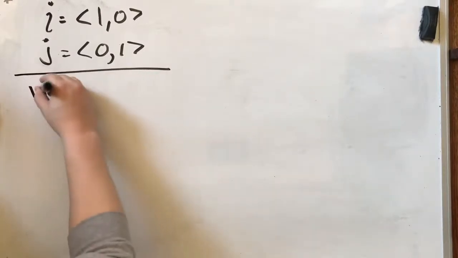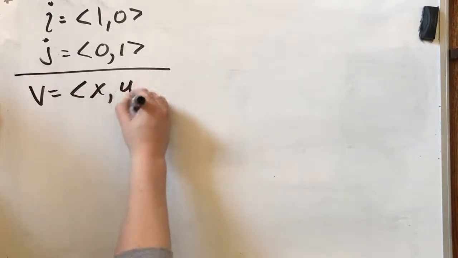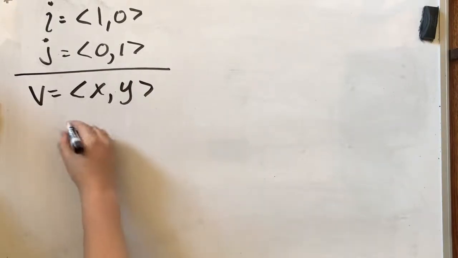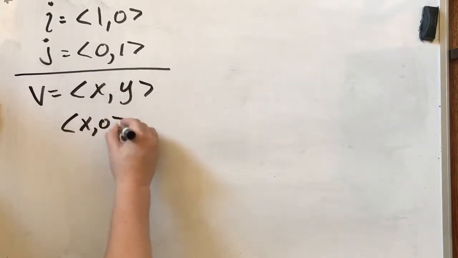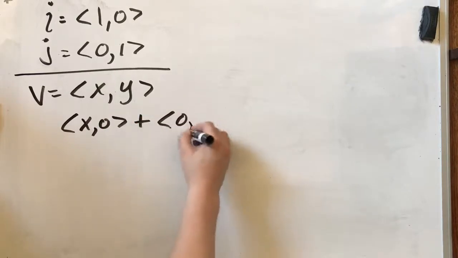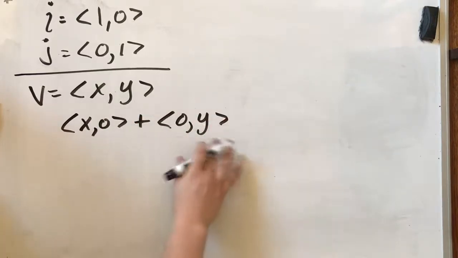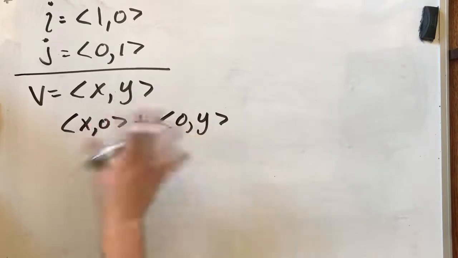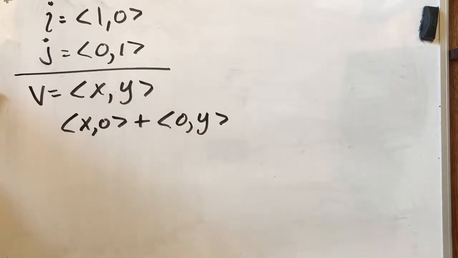So if I start off with this vector v, which I'm just going to say is x, y, what I can do is actually separate this and say, well, this is really just the vector x comma 0 plus the vector 0 comma y. And because of how vector addition works, we would just have x plus 0 is x and 0 plus y is y. So I haven't really changed anything, even though it looks different.